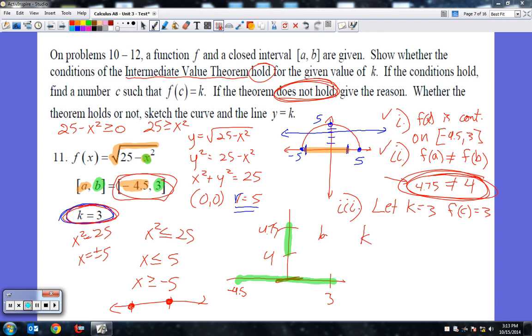So because k is not between 4 and 4.75, we cannot continue with the theorem. The theorem does not hold. It has to be established in between f of a and f of b. The theorem does not hold.